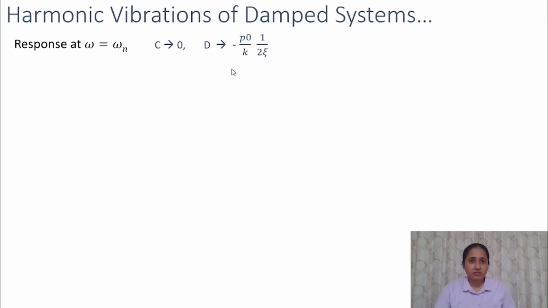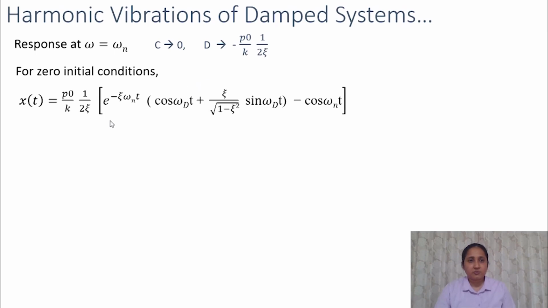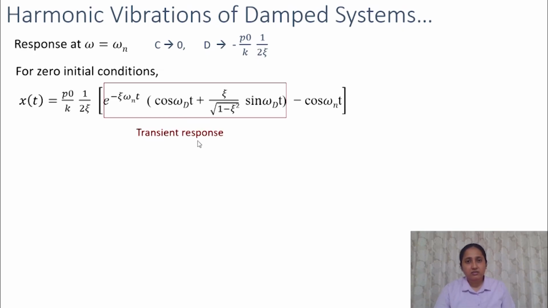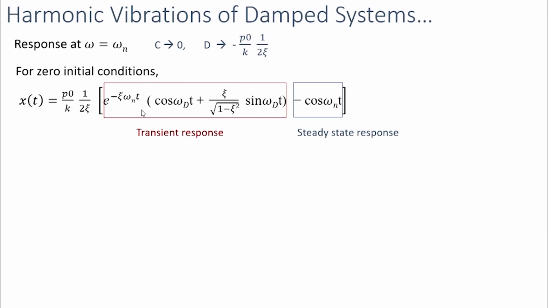The complementary solution can be found using the initial conditions. For 0 initial conditions, the total response of this damped system will be this, and as you can see, these terms decay with time, so they represent the transient response, and the steady state response is this, which is a function of omega n, as the forcing frequency is equal to the natural frequency.